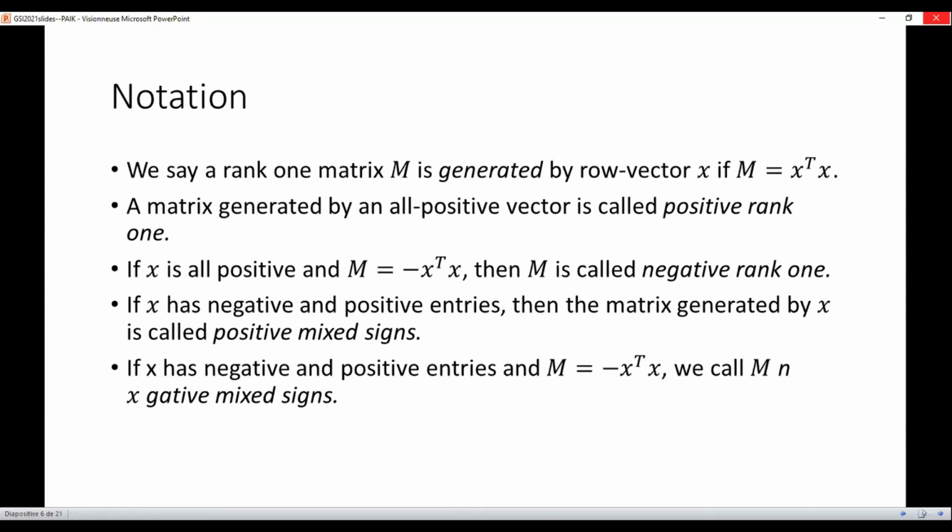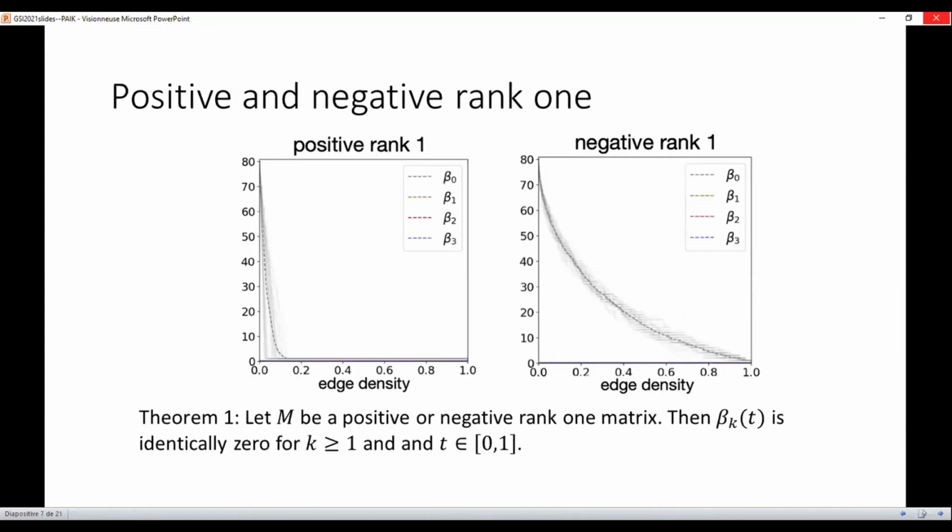And X has negative positive entries, and it's minus X transpose X, it's negative mixed signs. Okay, so the first theorem is going to be the case of positive and negative rank 1 matrices. If we just look here, besides Betti 0, which is just counting the number of connected components of each of our clique complexes and is decreasing because eventually we make a complete graph, we see that the Betti 1 and up, just in these computational experiments, are all identically 0. So that's the first theorem.